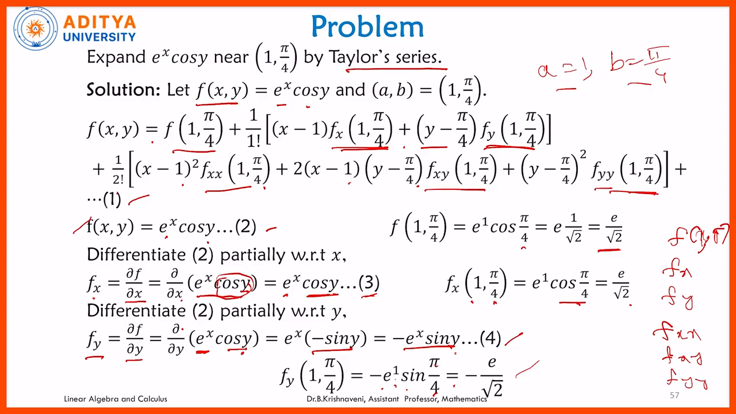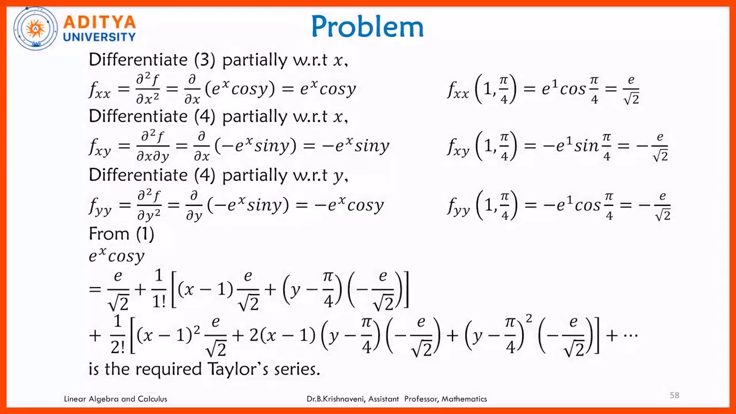That is fx, e^x cos y, already we calculated, substitute here. Now, find out the derivative with respect to x, that is the derivative of e^x is e^x, and cos y is constant. Now, find out the value of fxx of (1, π/4), which is equal to e^1 into cos(π/4), and cos(π/4) is 1 by root 2. Therefore, the answer is e by root 2.